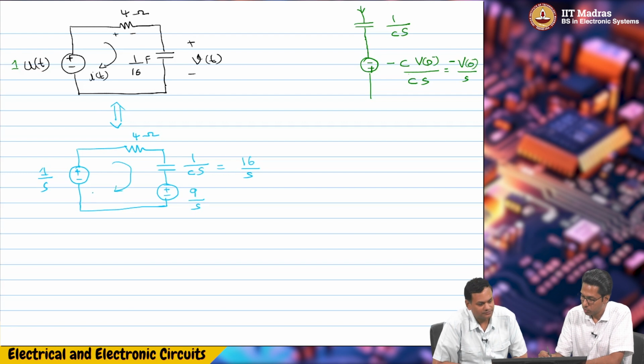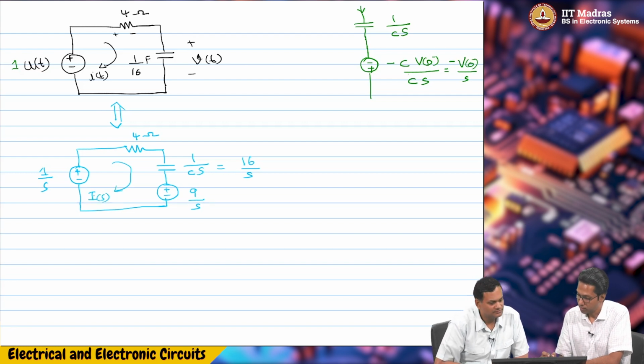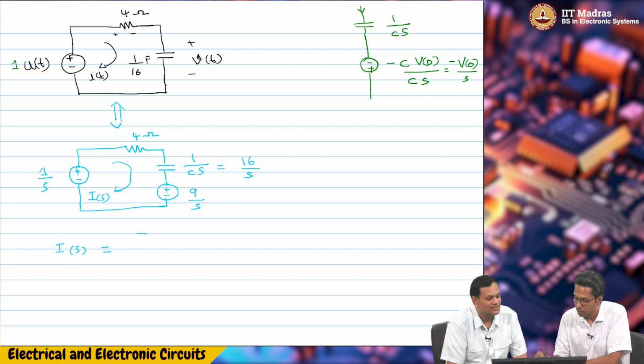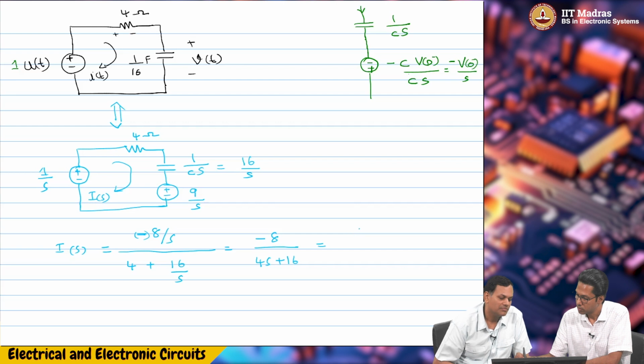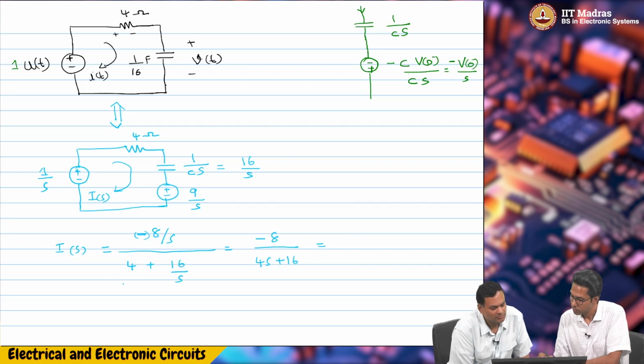So I of s I should be able to write directly. It is equal to total voltage available, 1 by s minus 9 by s, so minus 8 by s, divided by total impedance, which is 4 plus 16 by s. So that is minus 8 by 4s plus 16, which is minus 2 by s plus 4, no? Correct.